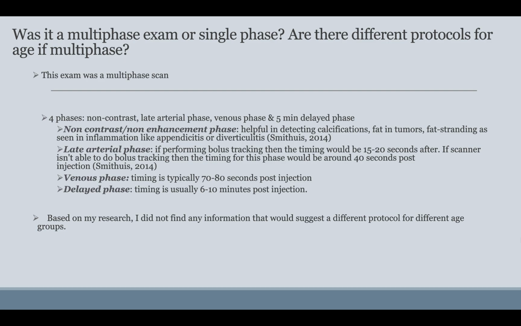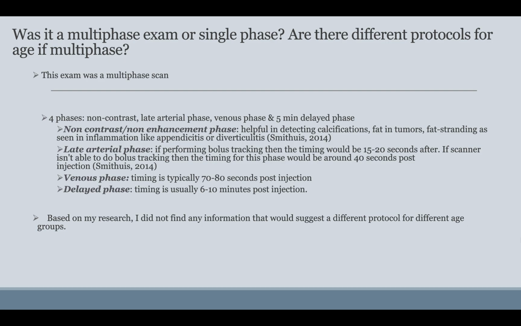The late arterial phase is done depending on if the scanner is doing bolus tracking or not. If the scanner is doing bolus tracking, then the timing would be 15 to 20 seconds after injection, because you want to see that contrast as it is going through the patient. But if the scanner is not able to do bolus tracking, then the timing for this phase would be a little bit later, so around 40 seconds post-injection. And in this phase, all structures that get their blood supply from arteries will show optimal enhancement.